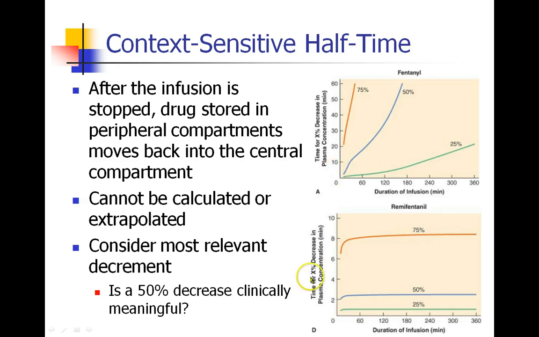On the other hand, remifentanil, which has these wonderful pharmacokinetics, has flat curves almost at any decrement. So even if you want to get rid of 75% of the remifentanil, obviously it will take longer. It'll take 8 minutes instead of 2. But regardless of how long your context is, your duration of infusion, that context-sensitive decrement time doesn't really change.